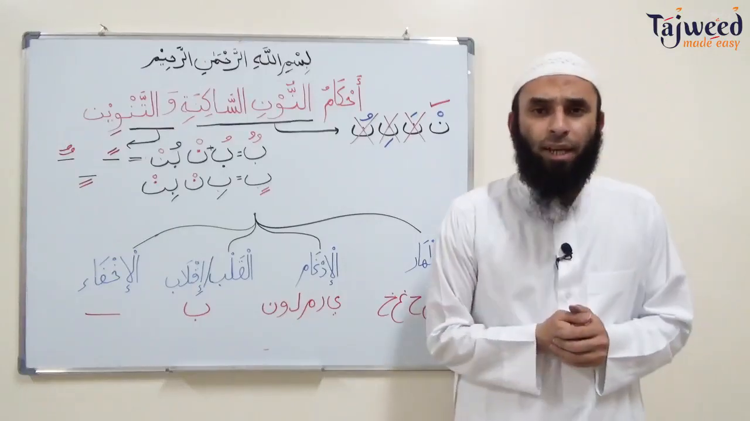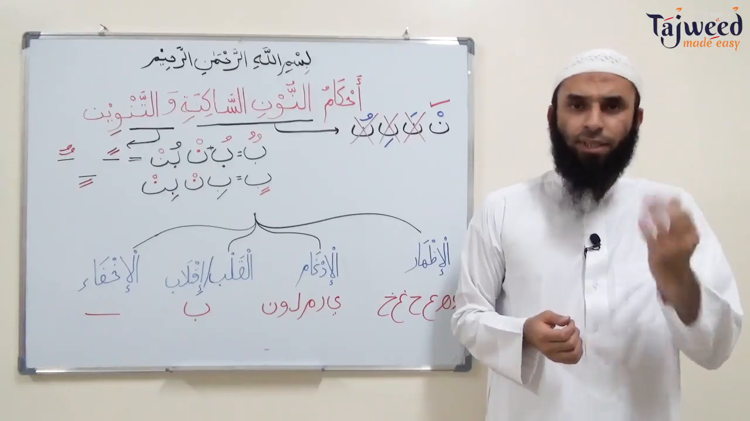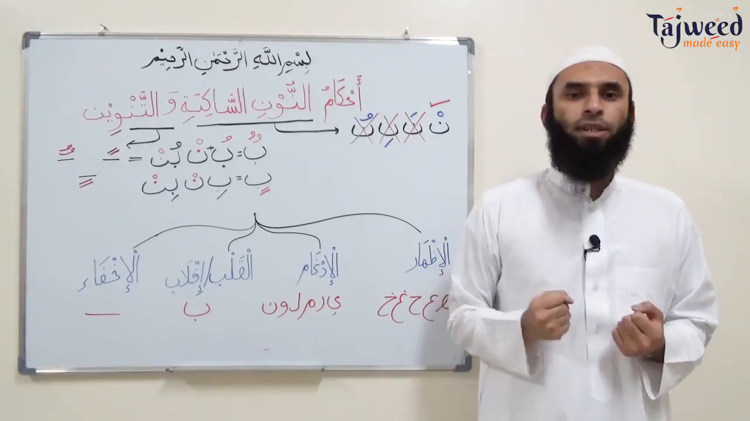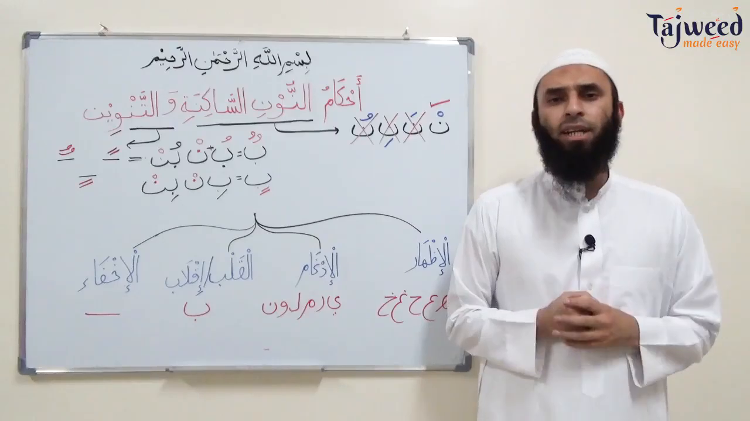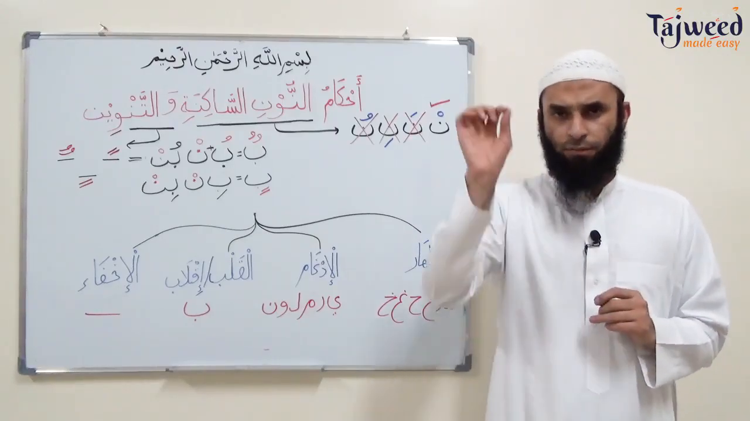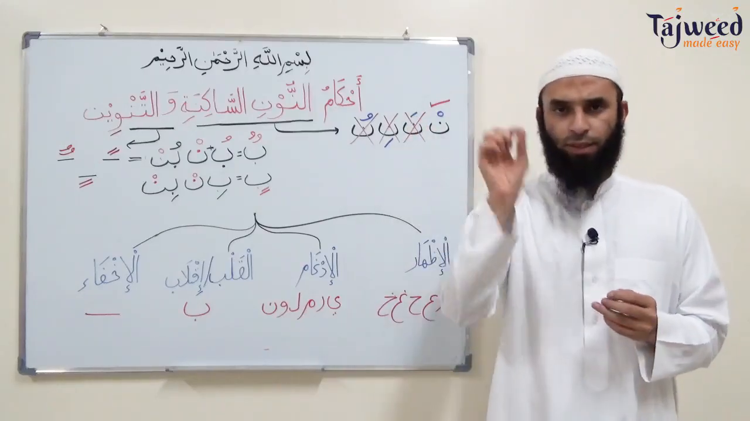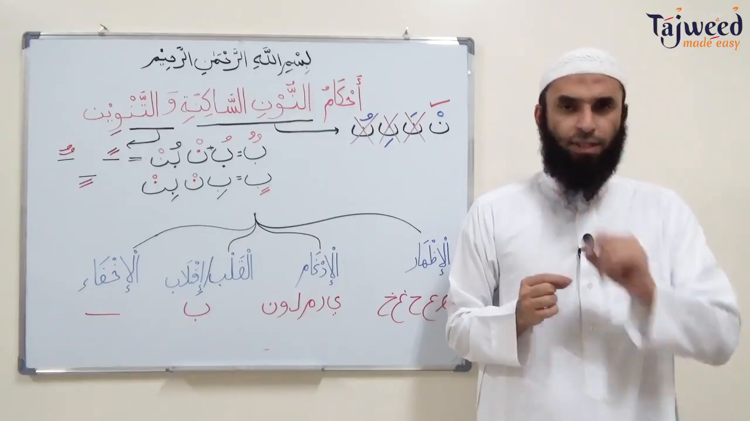A letter in the Arabic language can be of two types. One, a letter which is mutaharrik, which is a vowel letter, or a letter which is sakin, a non-vowel letter. A letter which is mutaharrik just means it has one of the three vowels. Arabic language has three vowels: fatha, kasra, dhamma. These vowels are written as signs in the Arabic language.